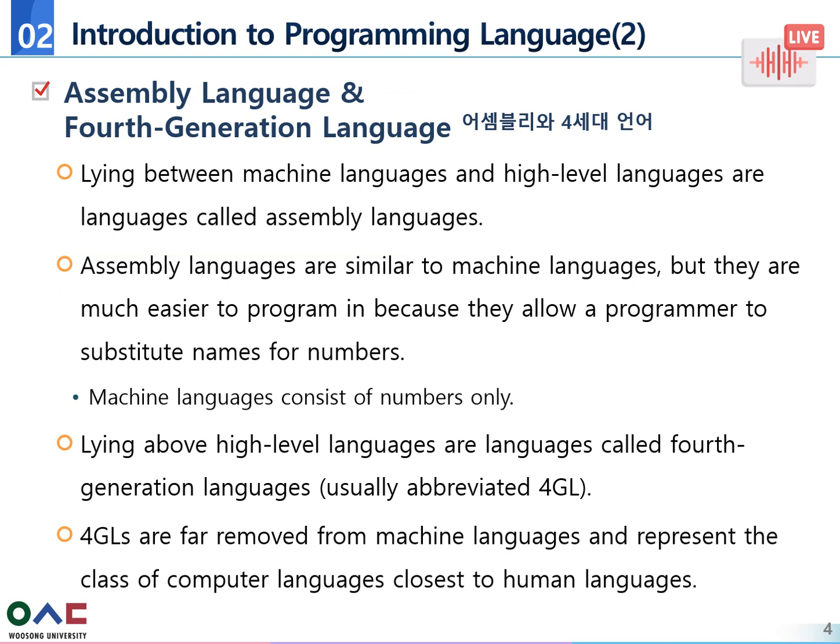Lying above high-level languages are languages called fourth-generation languages, usually abbreviated 4GLs. 4GLs are far removed from machine languages and represent the class of computer languages closest to human languages.